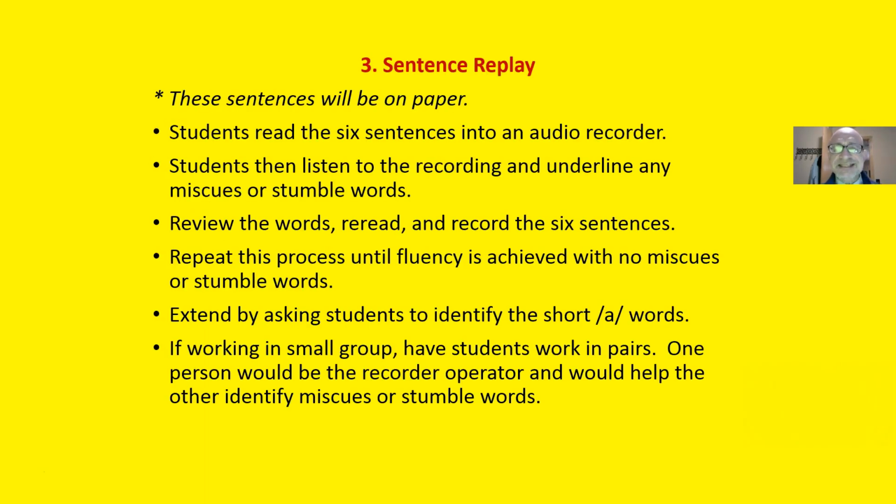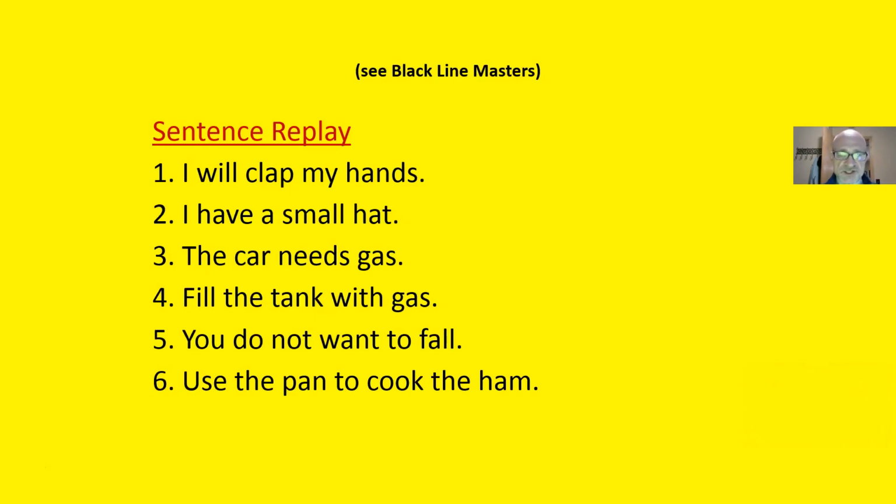Sentence replay. These are on paper. Students read through the sentences. You can choose either 3 or 4 or 5 or 6. They read them into an audio recorder of some sort. They then listen back and they underline the stumble words. You can help them with that, or if they're working with partners, this works good. Maybe you have one partner do the first 3, the other partner do the last 3. Then they reread until fluency is achieved.